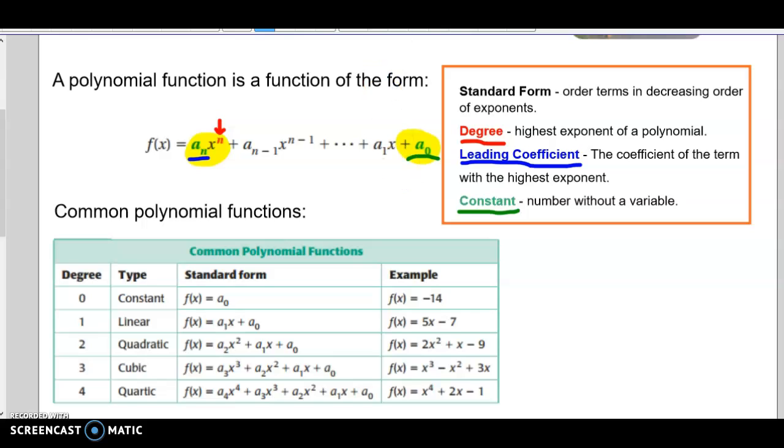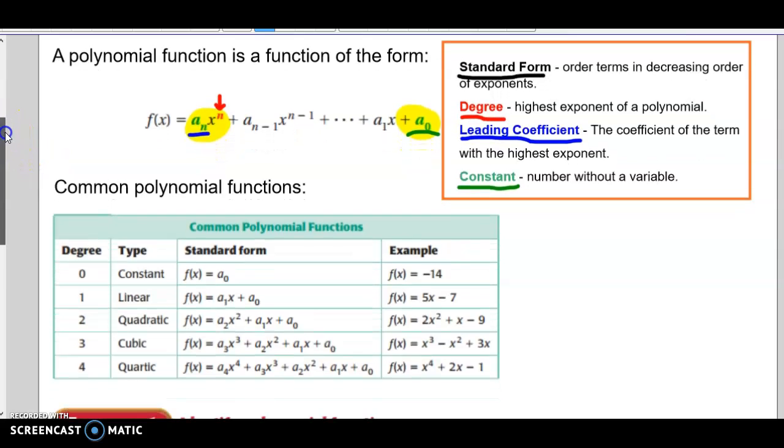And then the last thing, my first definition here: to be in standard form, just like quadratics had to be ax squared first, then bx, and then c, the constant. To be in standard form for a polynomial, it has to be the term with the highest exponent, and then the next highest exponent, and the next, until the constant. So in decreasing order of exponents. And I'll show that as I go through these examples next.